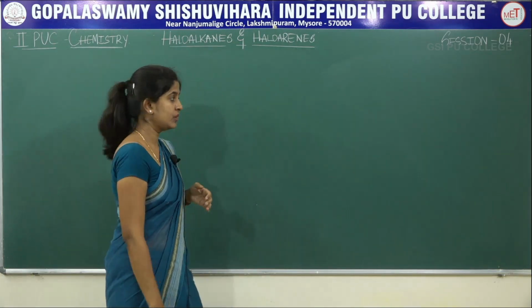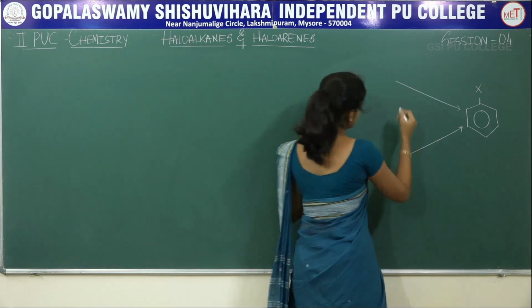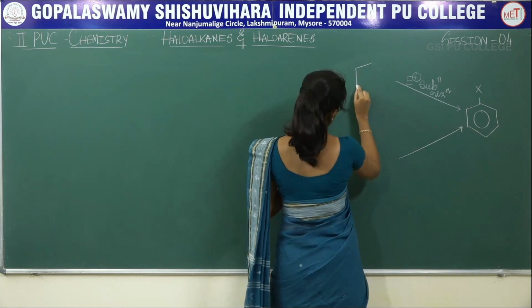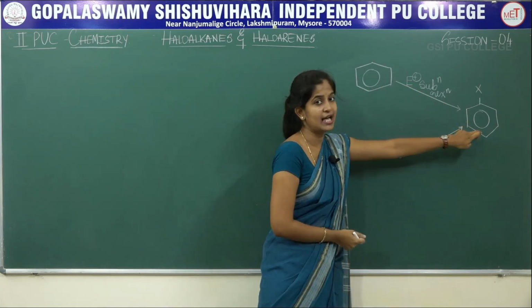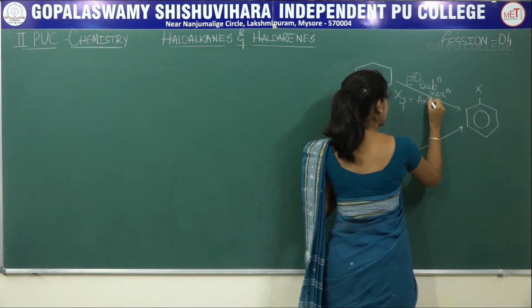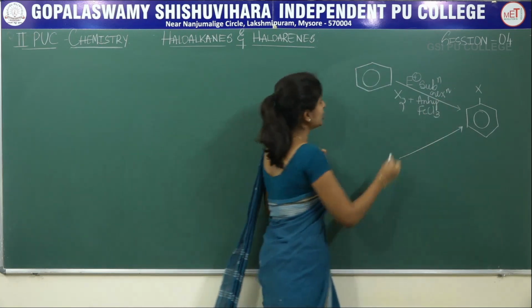The next thing is preparation of haloarene. That is by two methods. First one is by electrophilic substitution reaction. Take your benzene, aromatic hydrocarbon. Through electrophilic substitution reaction, you get your haloarene. That is halogen in presence of anhydrous FeCl3. That is nothing but your halogenation reaction.